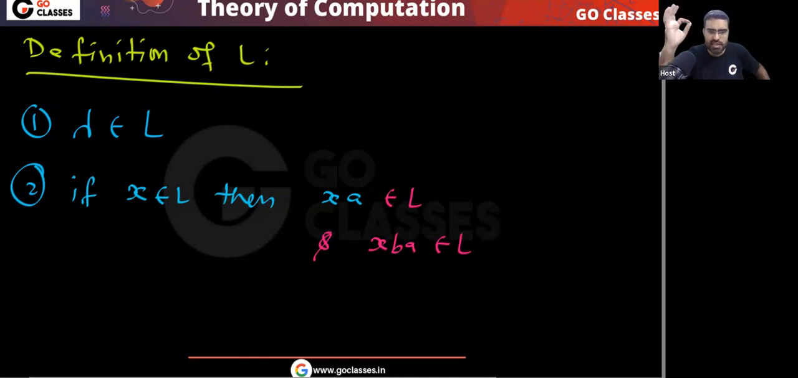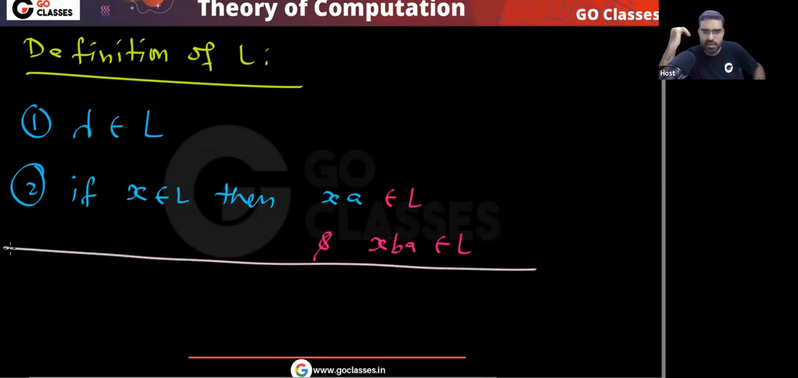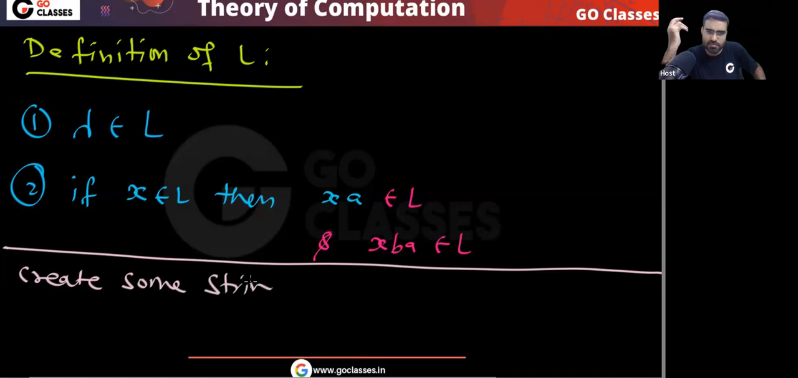First you understand this language, then we will solve the question. This question we will solve, but first you understand the language. Can you give me some strings in the language? Create some strings in the language so that you can understand it. Create some strings. Okay, so tell me, in this L, what type of strings do you have?